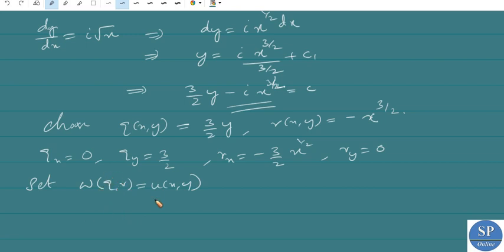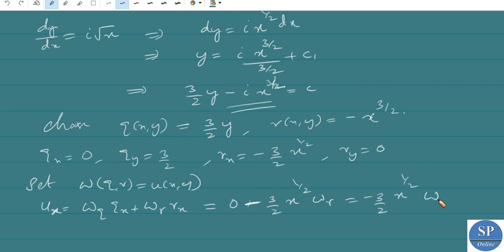Okay, so u_xx is, from this we can write u_x is equal to w_q into q_x plus w_r into r_x, which is equal to w_q into q_x, which is 0, so 0 plus r_x, which is minus 3 by 2 x power 1 by 2, into w_r. So this is minus 3 by 2 x power 1 by 2 w_r.